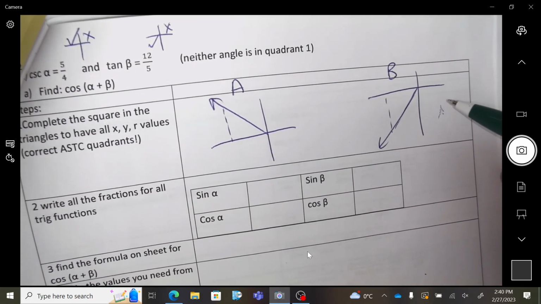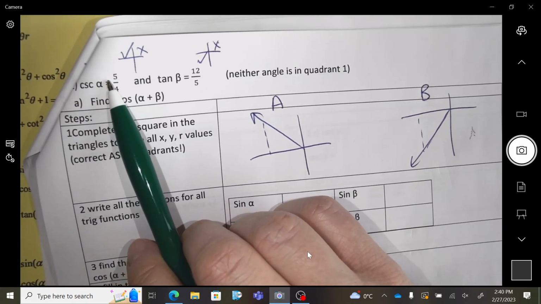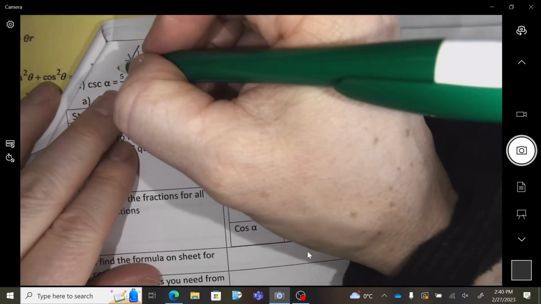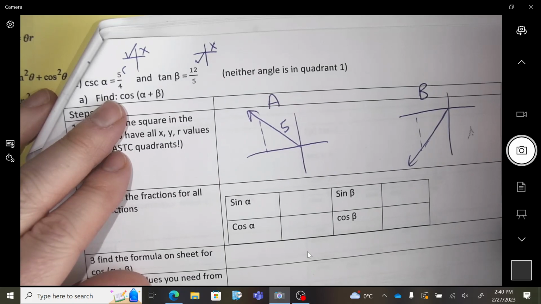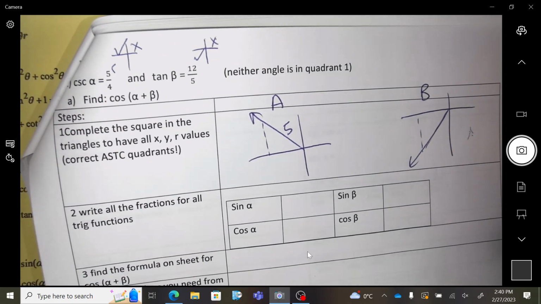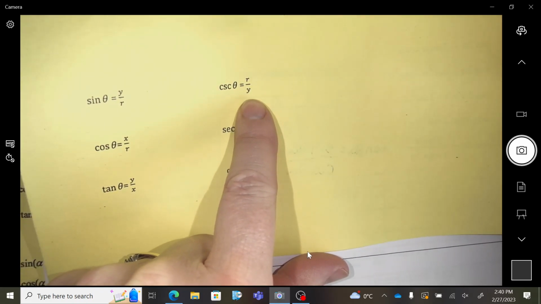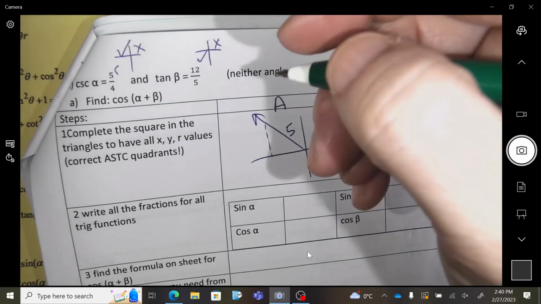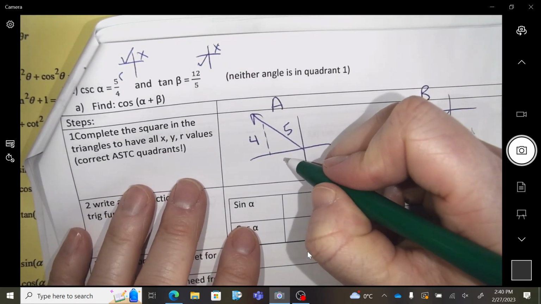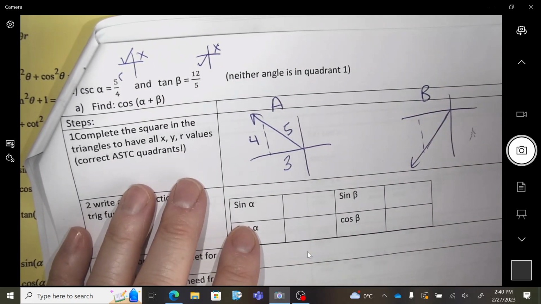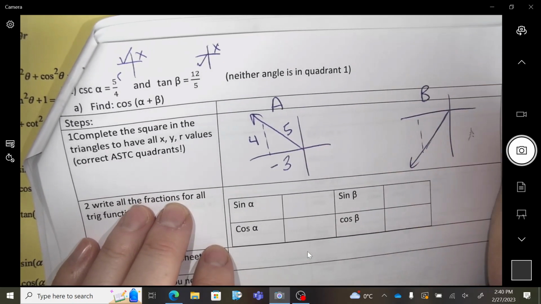Okay. So what letters is cosecant? 5 would be the R, right? R over, what's your cosecant? R over Y. So the Y is 4. And if you're good, I gave you Pythagorean theorem. That's a 3. Is it a plus or minus 3 on location? Negative.